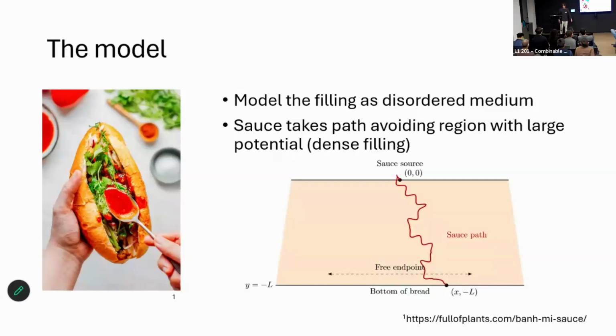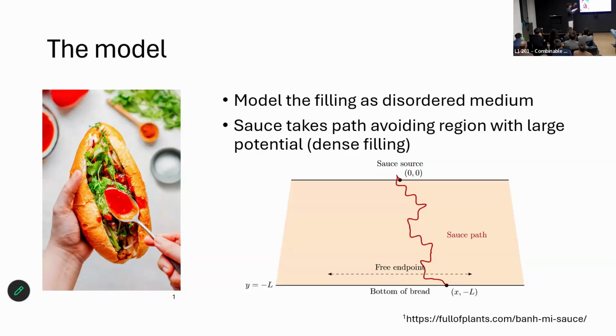Okay, so let's get started. The model that we're going to be considering is, we have some sauce that we're pouring onto the top of a banh mi, and we want it to traverse a path through the sandwich and reach somewhere on the bottom of the bread, right? So here's the model that we're going to be considering. Our sauce starts at this origin, this 0, 0. And the banh mi has a width of L, right? So capital L. And the sauce has to make a path through this filling.